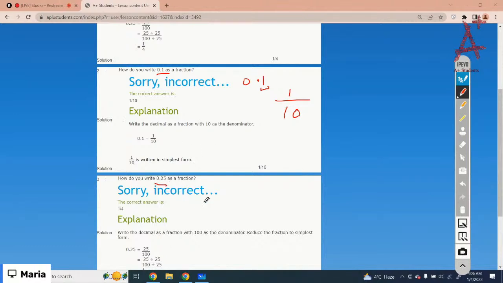The next one is 0.25. Write the answer in fractional form. Remove the decimal point, and right after the decimal point you have two digits, so it would be 25 divided by 100. You have to write the answer in the simplest form, so divide the numerator and denominator by a common number, that is 25. 25 divided by 25 is 1, and 100 divided by 25 is 4, since 25 times 4 is 100. So it is 1 over 4.